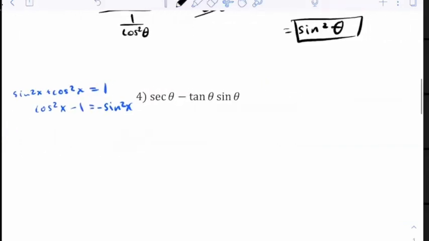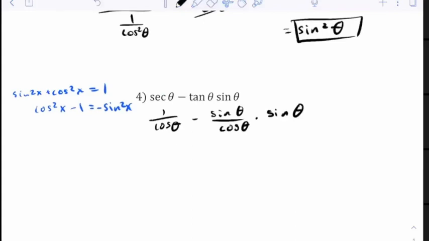So for 4, we can't factor anything out just yet because we don't have a common factor at first glance. But what about after we've rewritten some of these trig functions? So secant theta, for example, I can write as 1 over cosine theta minus sine theta over cosine theta times sine theta. There's a couple of ways you could go about this now. You may want to factor out 1 over cosine theta. Another option is to multiply sine theta by sine theta. So we can say 1 minus sine squared theta all over cosine theta, since they have the same denominator.